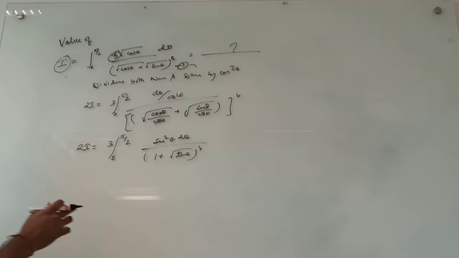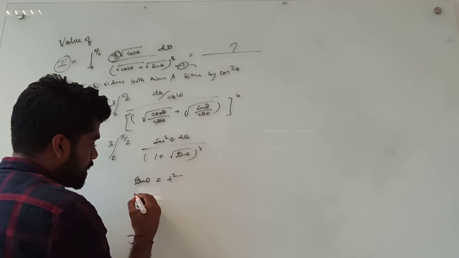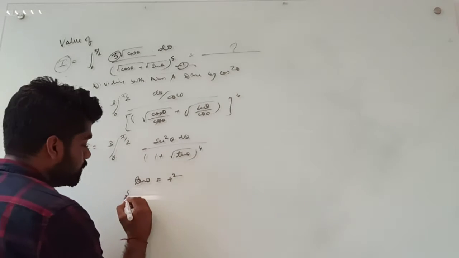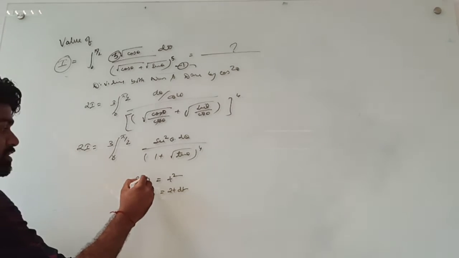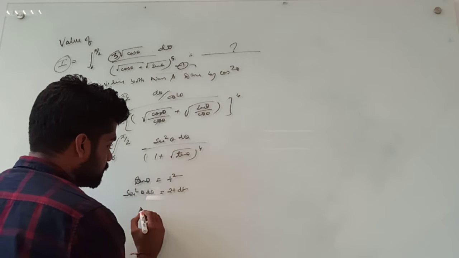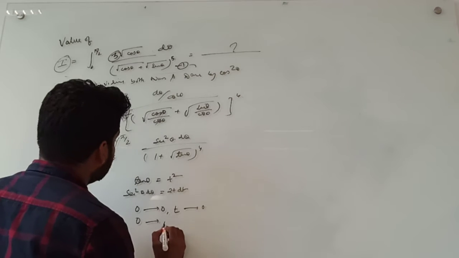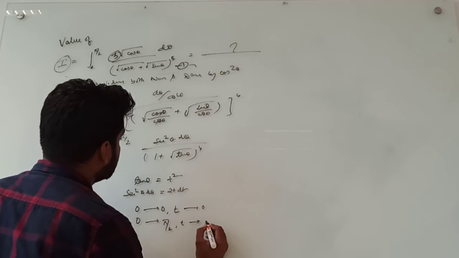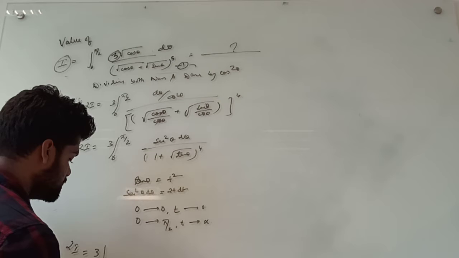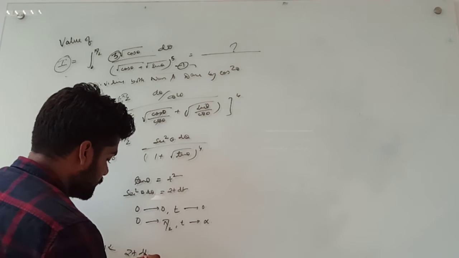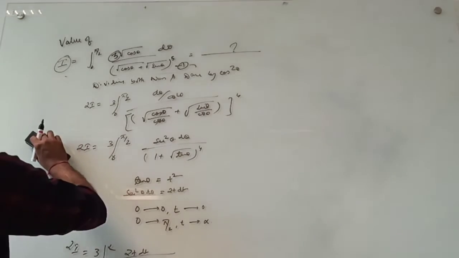Now you can see we can use the substitution method. We will take tan theta is equal to t square. If we differentiate, we get sec square theta d theta is equal to 2t dt. We are converting the function from theta to t, so the limits will also be modified. When theta tends to 0, t also tends to 0, and when theta tends to pi by 2, t tends to infinity. So our sum will be modified to 2I is equal to 3 integral 0 to infinity 2t dt divided by 1 plus t to the power 4. This is our simplified version now.